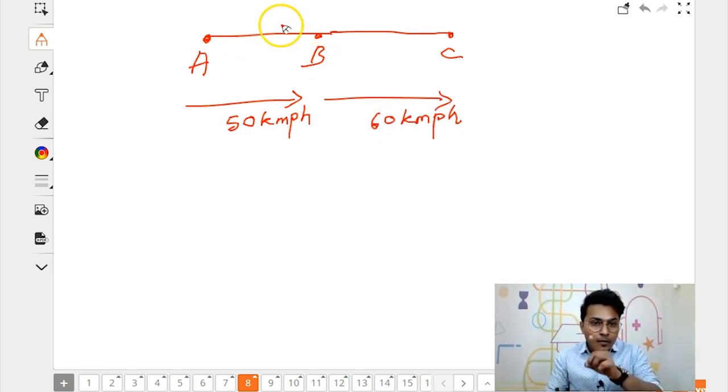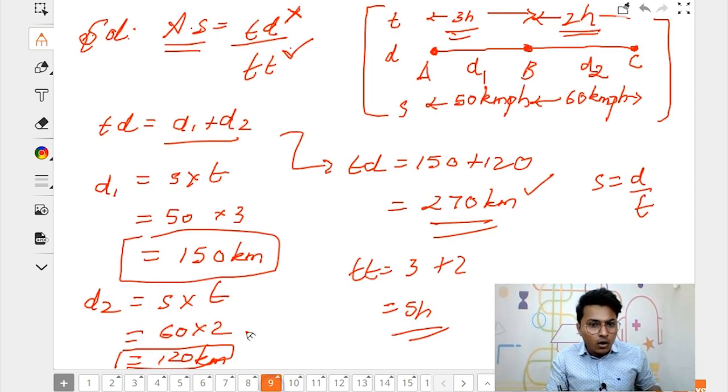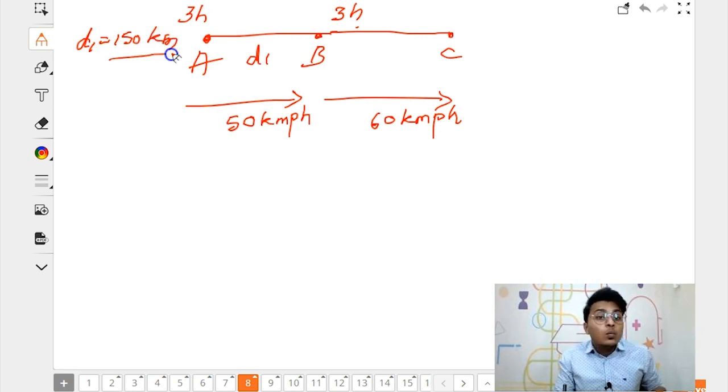Obviously, the time taken from A to B I didn't change, I still kept it as 3 hours. Here I changed from 2 hours to 3 hours. So the A to B part is going to remain the same. How much distance did you get there? I believe the distance we got here is going to be the same, 150 kilometers for D1. So you must have got D1 as 150 kilometers only. If you have got it, well done.